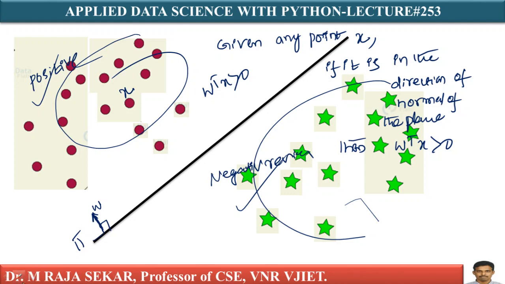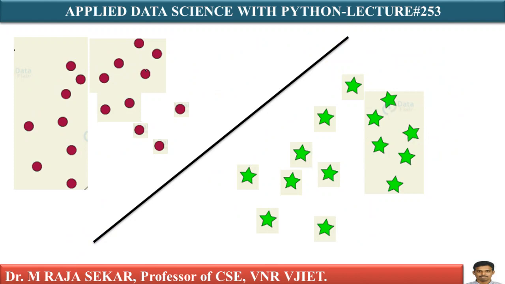Now, what is W? Let me assume I have 2 points here. Let me say this is my x1, this is my x2, this is my pi, and this is my normal W to this particular plane. Let me try to identify the W transpose x1 value and the W transpose x2 value. Because W is normal to the plane. Remember, we learned this in linear algebra lectures, when we learned about the equation of the plane.